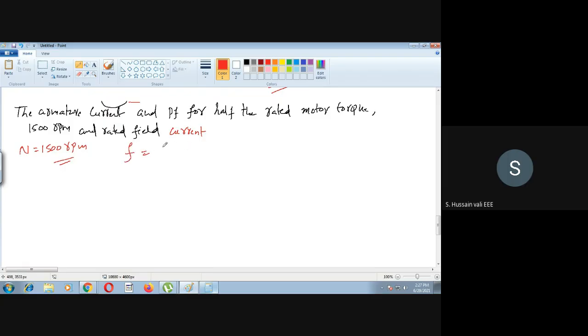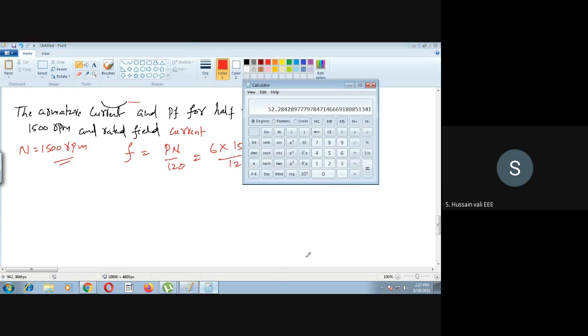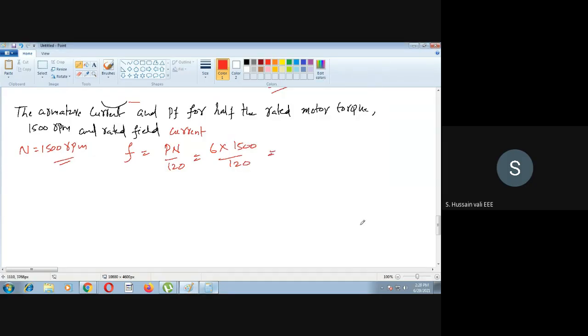Frequency is 120 f by p, okay. 120 f by p, how much will we get here? 75 hertz. So the frequency will be increased to 75 hertz. So it is above rated frequency.